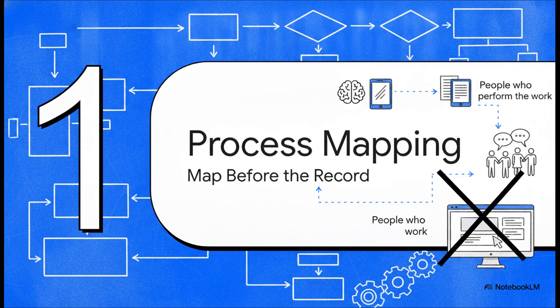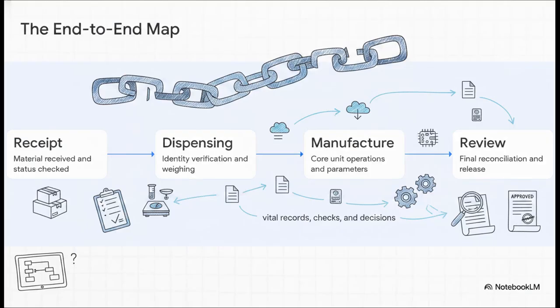Right, let's kick things off with Section 1, mapping the process, or as I like to call it, the map before the record. You know, an electronic record is brilliantly designed to capture a process, but here's the catch. It absolutely cannot fix a process that you fundamentally don't understand. Think about the chronological journey of a physical batch.